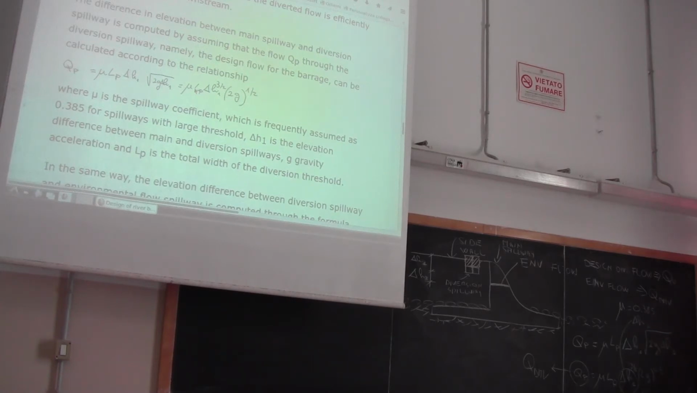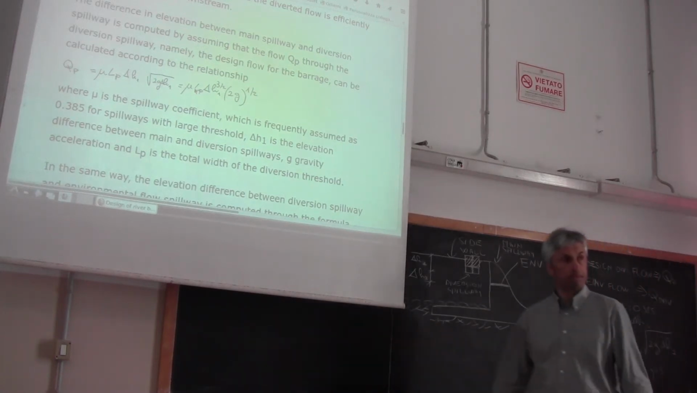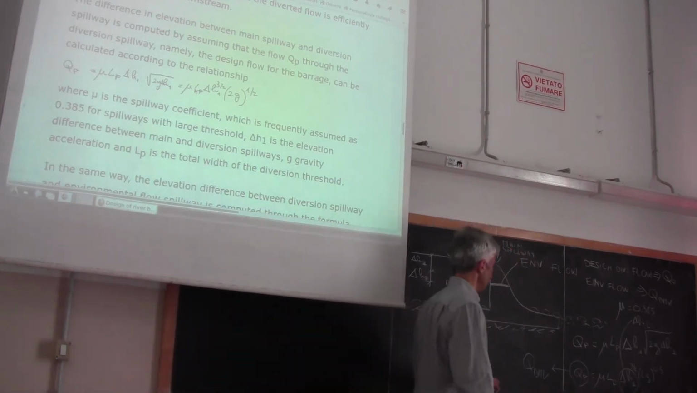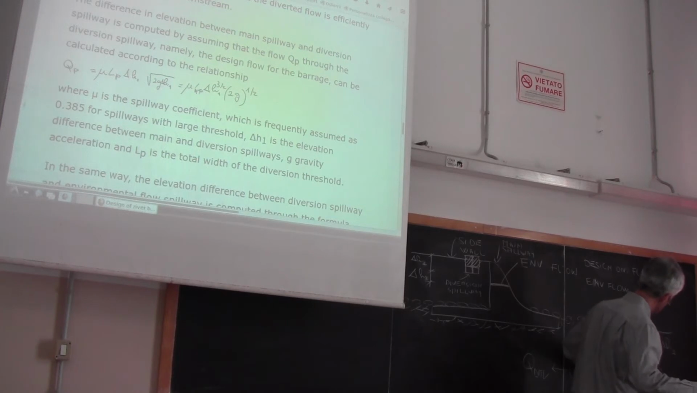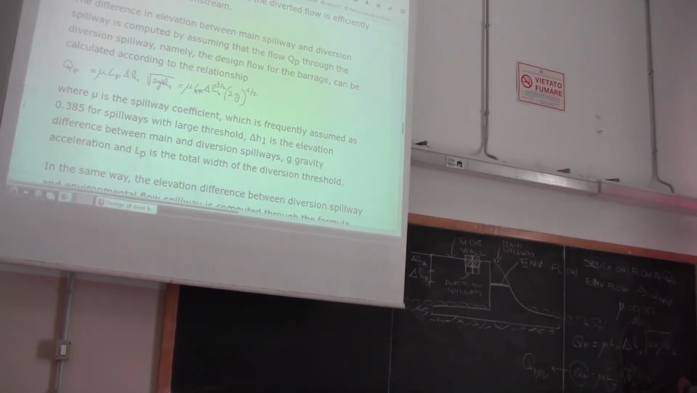Sorry if I'm crossing. I have a small blackboard, please. LP is the width of the spillway? It's the width, and therefore here you are correct. You have to substitute LP with LDMV.